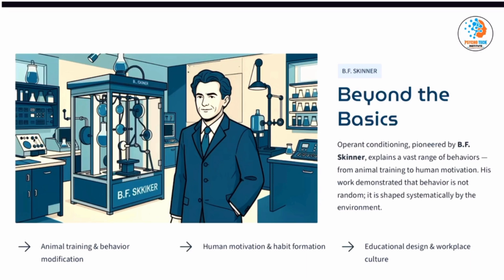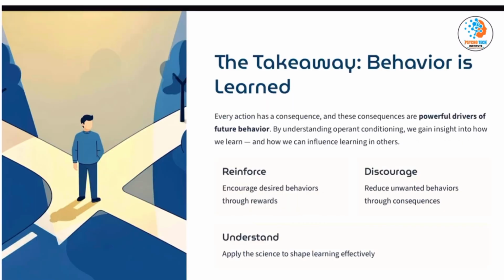B.F. Skinner's work showed that behavior is shaped systematically by the environment. Operant conditioning explains a wide range of behaviors, from animal training to human motivation and habit formation. It is widely used in education, therapy, and even workplace management.